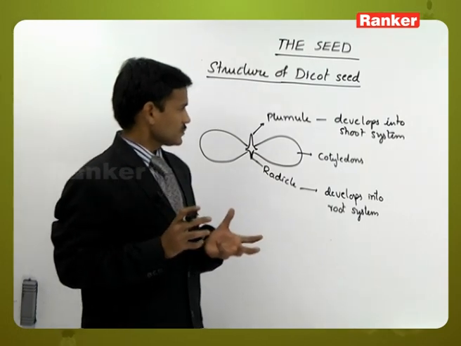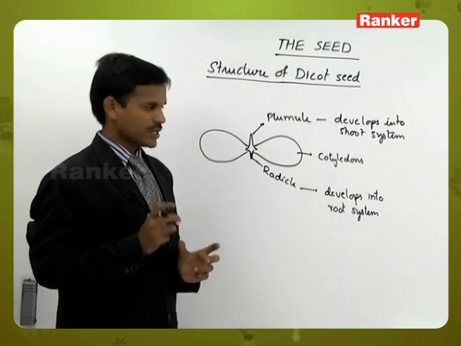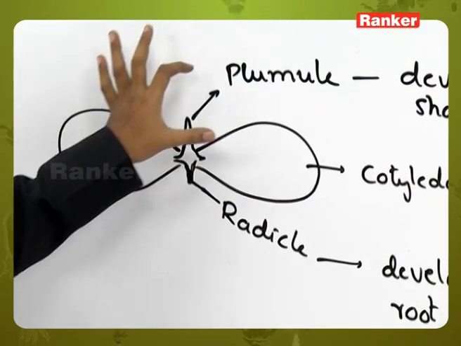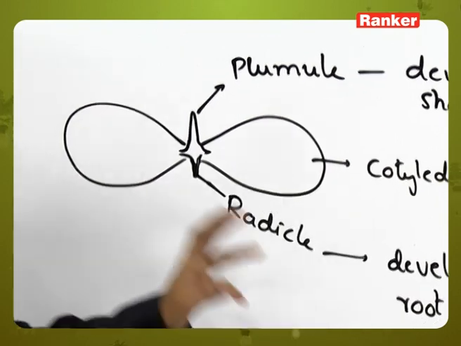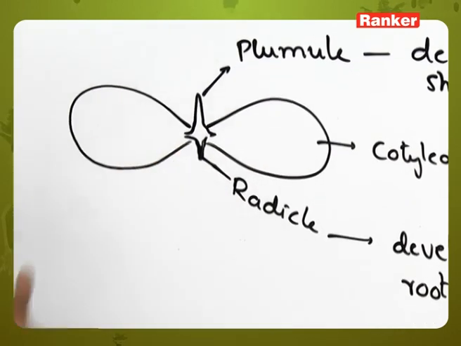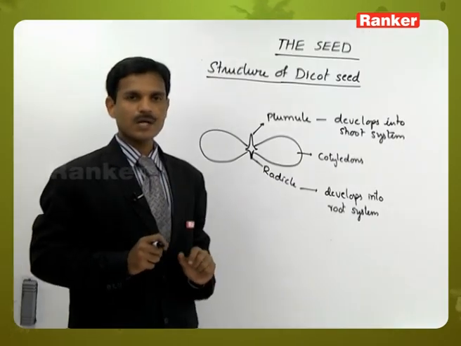And here the plumule and radicle are not covered by any sheaths. The plumule is developing into the shoot system, and the radicle is developing into the root system. Here two cotyledons are present, and these two cotyledons are rich in nutrients, or sometimes proteins are present.